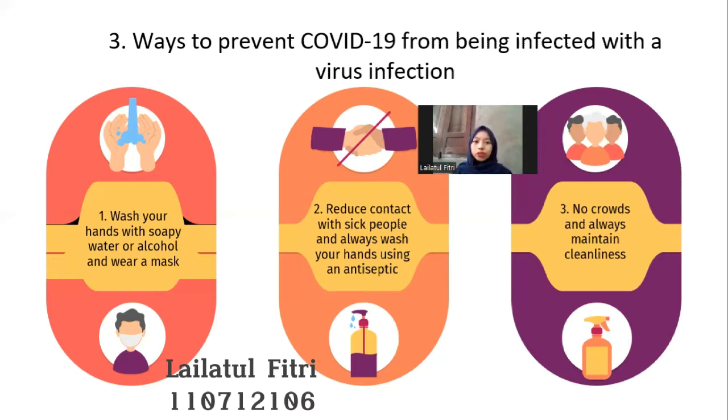Here, I will explain 3 ways to prevent COVID-19 infection. First is wash your hands with soapy water or alcohol and wear a mask. Second is reduce contact with sick people and always wash your hands using an antiseptic. And the last one is avoid crowds and always maintain cleanliness. The next slide will be explained by my friends.